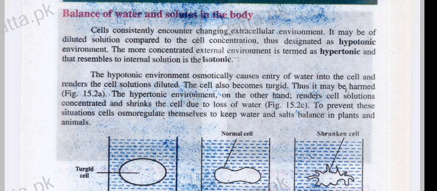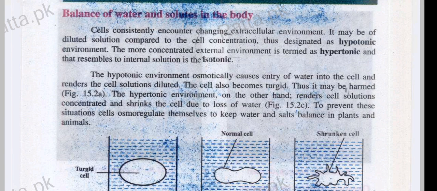And when the cell is placed in the hypertonic environment, as there are more salts or less water in the external environment, in the cell there is more water and fewer salts. So water will move from the high concentration inside the cell to the low concentration outside the cell. As a result, the cell shrinks or becomes flaccid. So we can see the behavior of plant and animal cells in these different conditions.